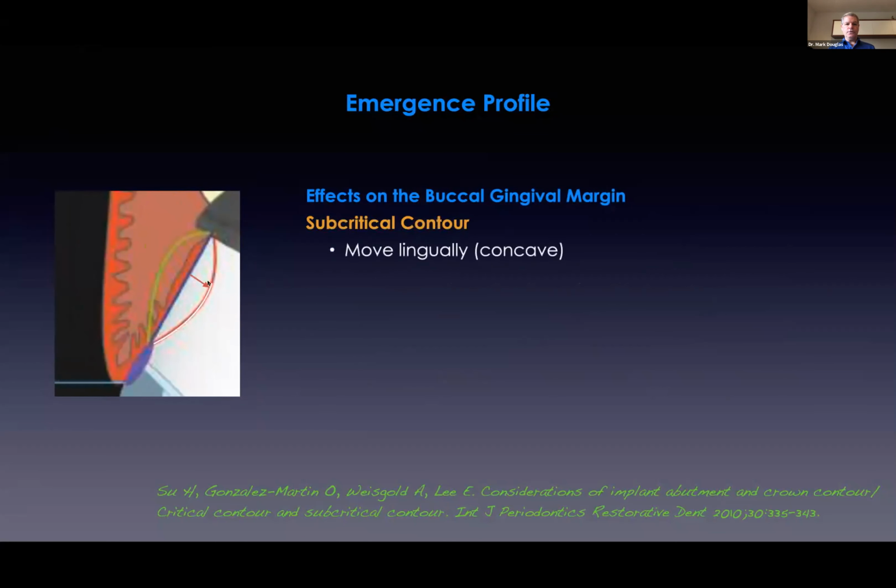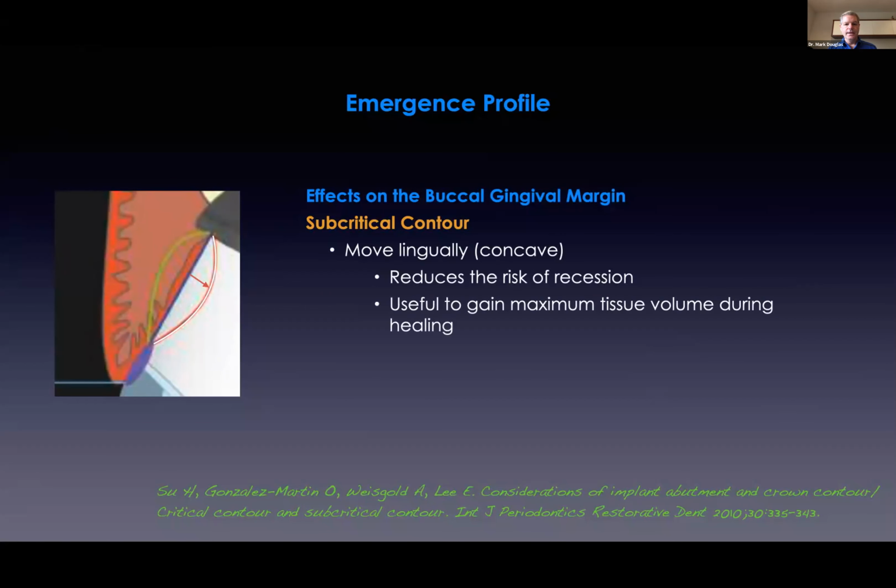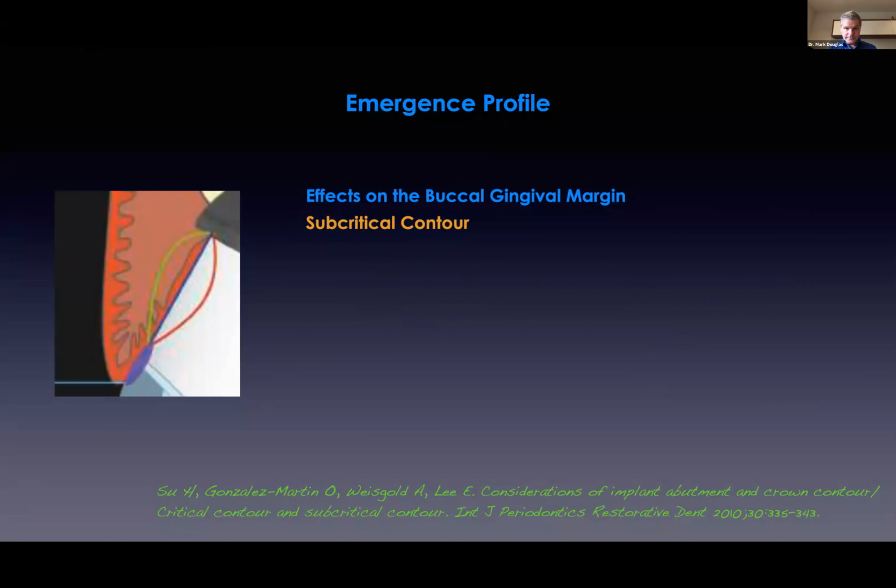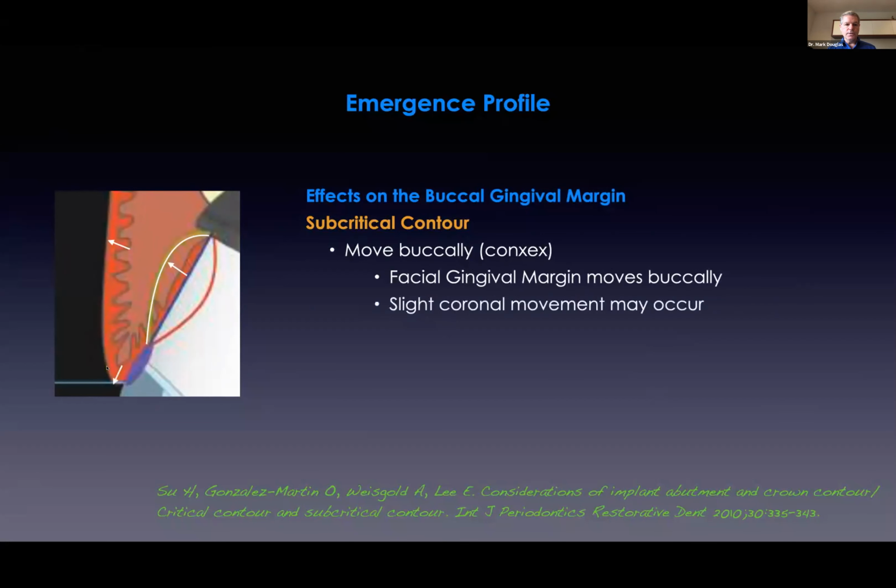Subcritical contour, if you hollow it out such that it becomes convex or concave, it reduces the risk of recession because your tissue becomes thicker. It's useful to gain maximum tissue volume during healing. And if you move it buccally, make it convex, the facial gingival margin moves buccally, but it also moves coronally a little bit because you've got all this extra tissue here. It's going to move out. It's also going to drape down a little bit. You may get a little bit of coronal movement.